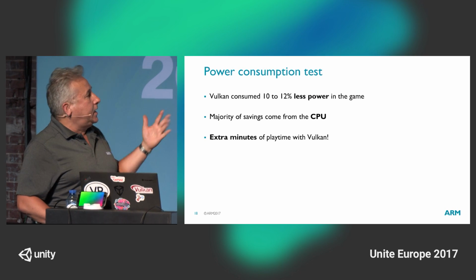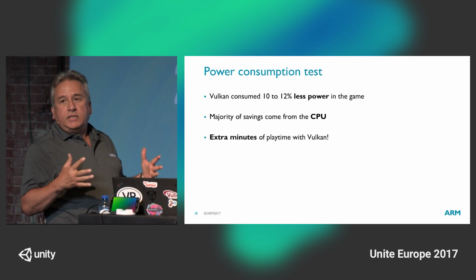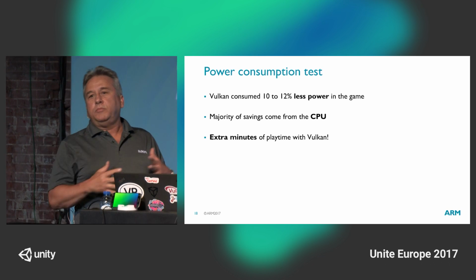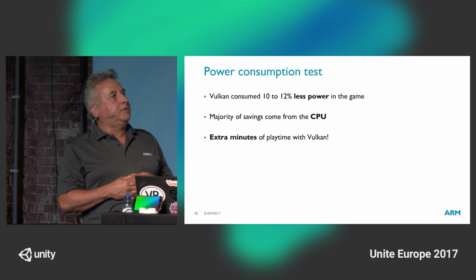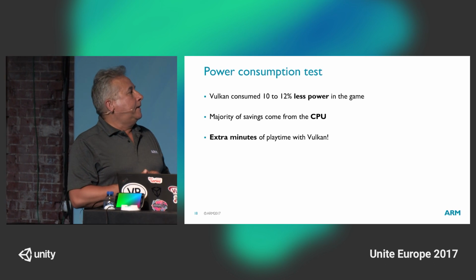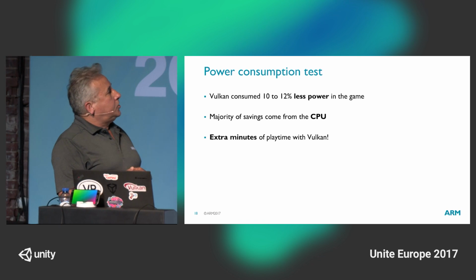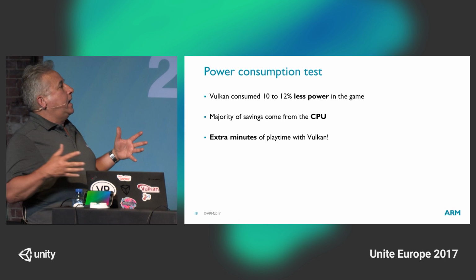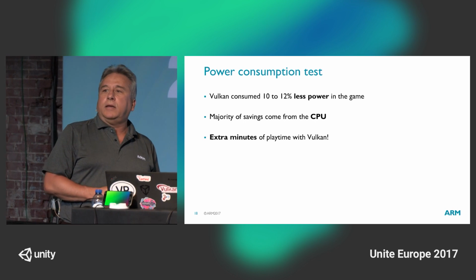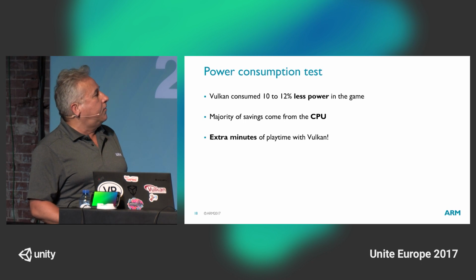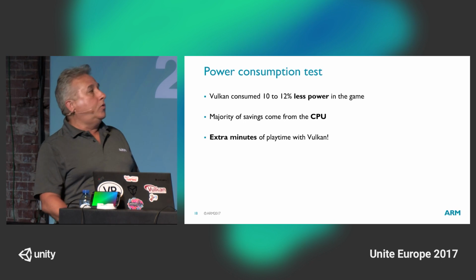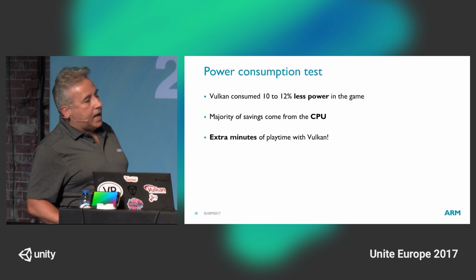So as a result, we obtained that Vulkan was able to save up to 12% of power during the game execution. The majority of this saving comes from the CPU, as I mentioned before, thanks to the fact that the driver in Vulkan is a lot simpler. The load on the CPU is drastically reduced. So Vulkan, in this case, can help us gain some extra minutes of playtime when our game is running on Vulkan. And this is something players, as you know, will always be happy to have.